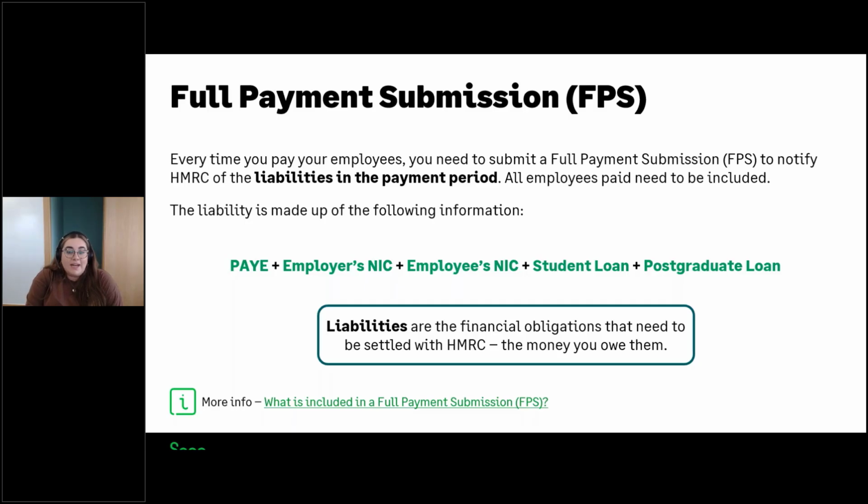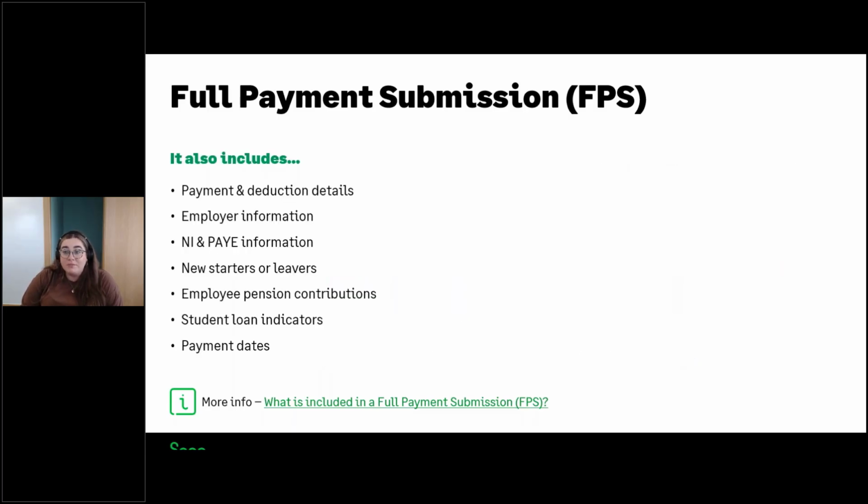Now, the liability isn't the only thing that makes up the FPS though. It does include a lot more information. So you've also got things like payment and deduction details, any new starters or leavers that you might have had, employee pension contributions, student loan indicators, payment dates and things like that. So although you can't necessarily see all of this information going across in the FPS, it is still there, but instead it's just been sent across in the background. But that is essentially what the FPS is and what's included.